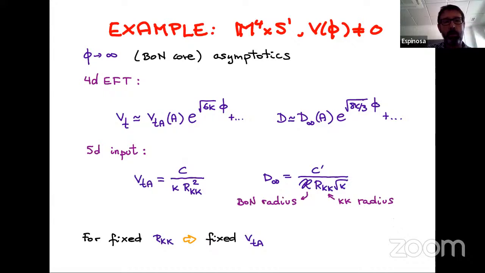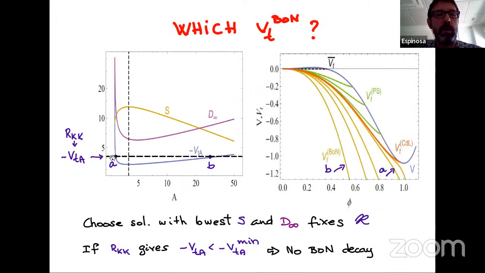In order to get further, you need some 5-dimensional input, because depending on the radius of your extra dimension, you will end up with a different value of this coefficient, okay? And depending on the size of the BON radius, you will get a different coefficient D. So once you fix the radius of your theory, this fixes VTA, and then you can use this plot to show which two solutions you have. For this particular value of VTA, you will have two solutions, A and B. And this will select, in the family of solutions, these two here.